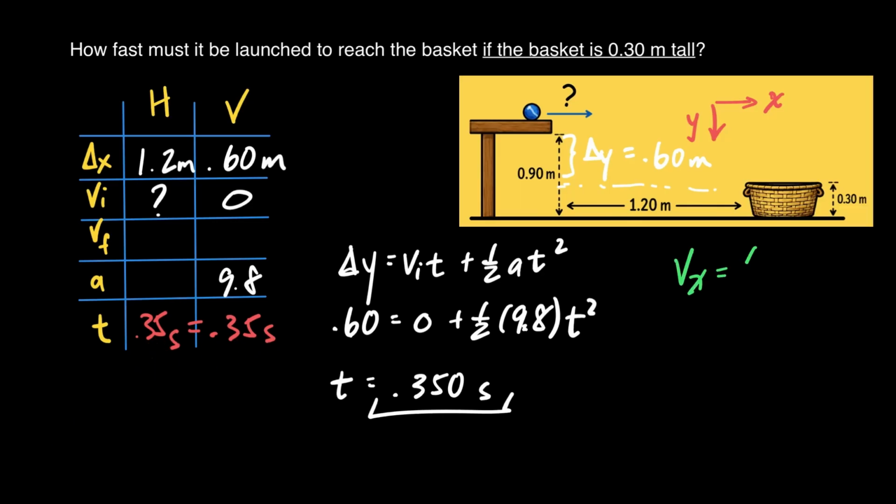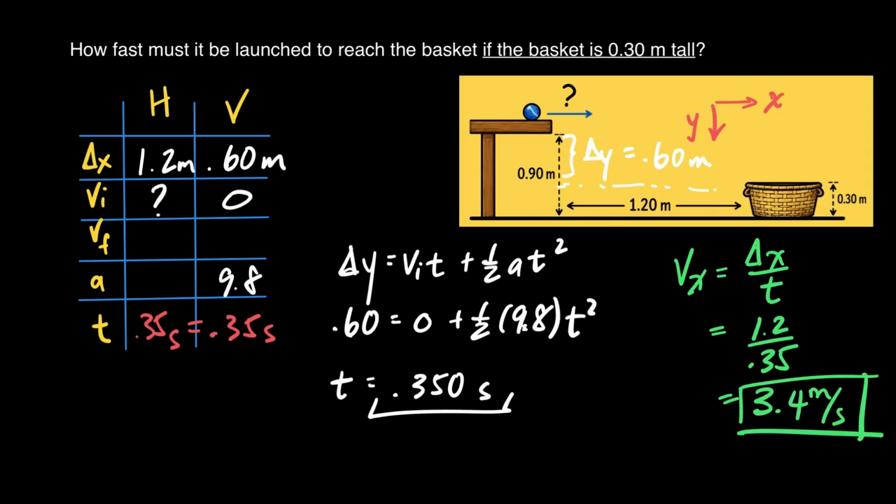Next, we're going to use our constant velocity equation. We can use that because there's no acceleration horizontally. So Vx is equal to the horizontal displacement divided by the time interval. And we get 1.2 divided by 0.35. And that gives us approximately 3.4 meters per second. Now you might wonder, wouldn't the speed only get the marble to the rim of the basket? And that is true because the rim of the basket is 1.2 meters away from the table horizontally. But if you want to get this marble into the basket, we'd probably want to launch it a little bit more than 3.4 meters per second.